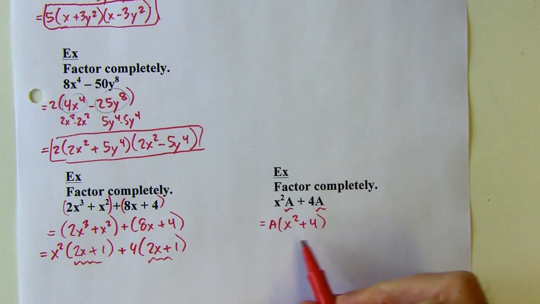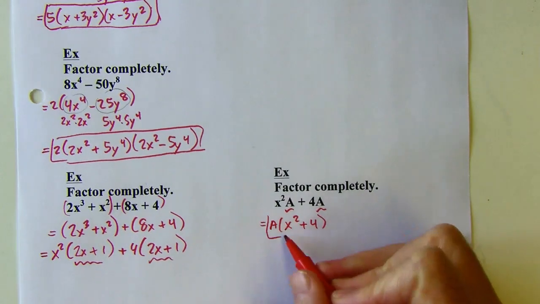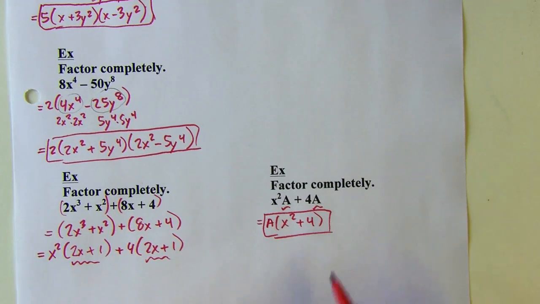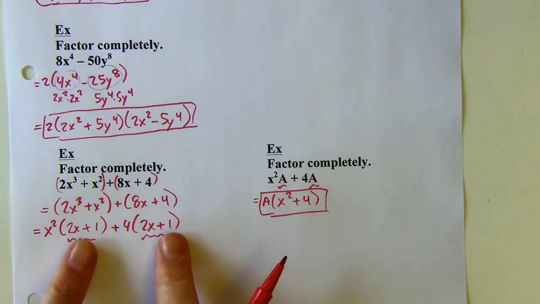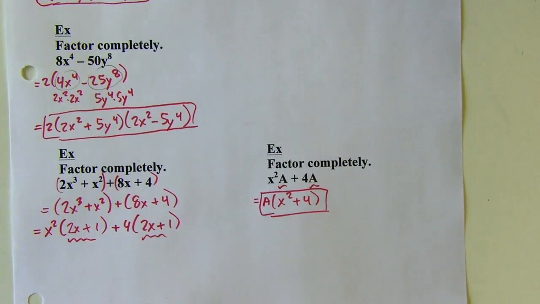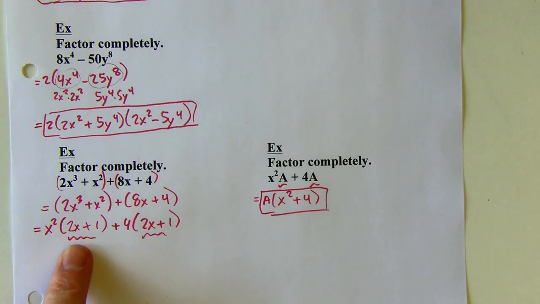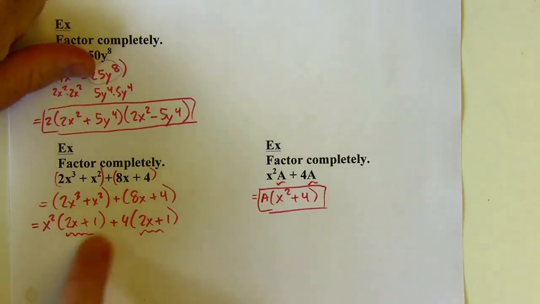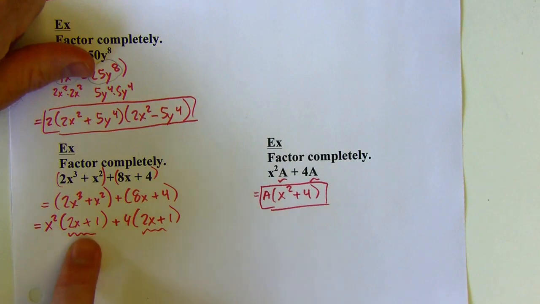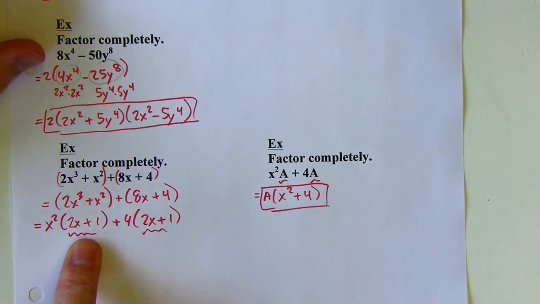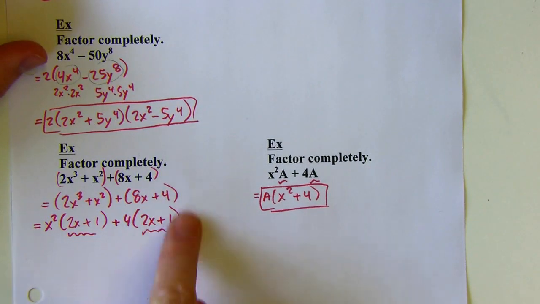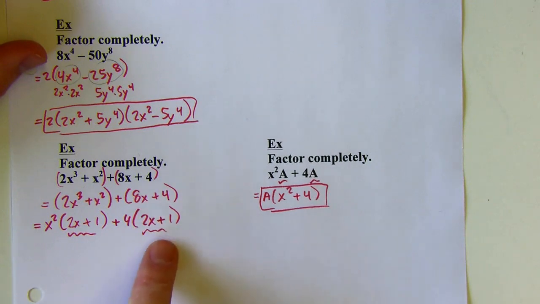And then I'd look at that. That's a sum of squares. I can't do anything more with that. It's the same idea over here, but it causes a bit of a problem for some people. So 2x plus 1 is, think of this whole first part as its own term, and 2x plus 1 is a factor of that term. And the second term is this whole piece here, and 2x plus 1 is a factor of that.